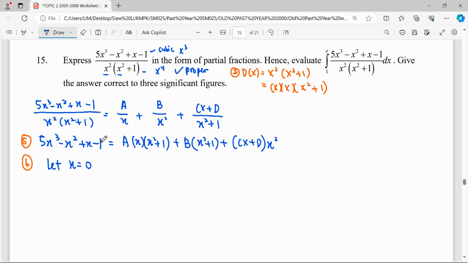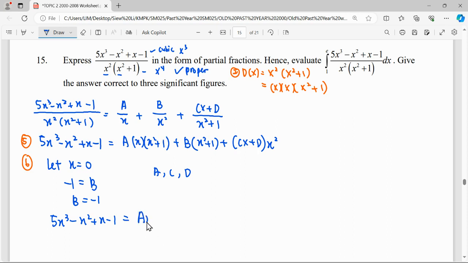So when x equals to 0, substitute, you get negative 1. This one becomes 0. This one becomes 1B. Then this is 0. So we get the first unknown, B equals to negative 1. Then we still have 3 unknowns, A, C, D, that we haven't found. If we continue using let, we get 3 simultaneous equations. To avoid that, we will change our method to comparison. To do comparison, we need to expand out.